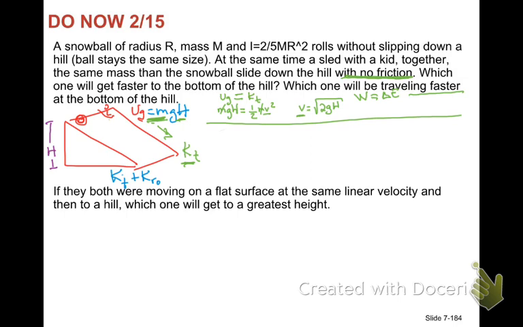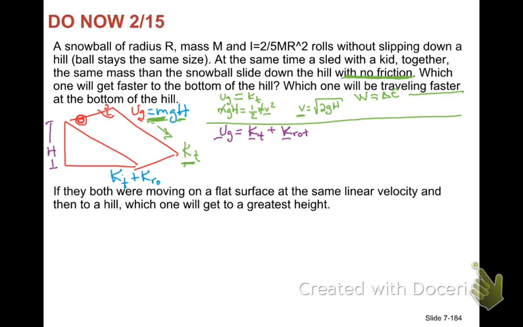Now the second part is knowing what happens to the snowball. The snowball has an energy transformation too. That energy transformation is this one that I'm showing right here. Potential energy equals translational kinetic energy plus rotational kinetic energy. Remember, all the potential energy is transformed into those two types of kinetic energy.